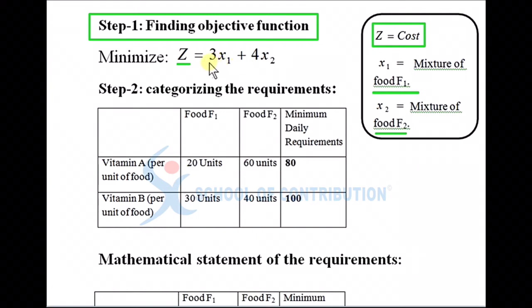And then we also know that the food F1 costs $3 to purchase per unit and food F2 costs $4 to purchase per unit. So 3x1 plus 4x2 is the total cost of purchasing food F1 and F2. And these costs have to be minimized. We have to minimize these food costs.